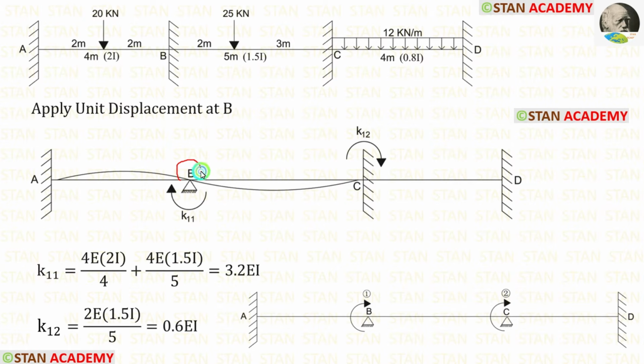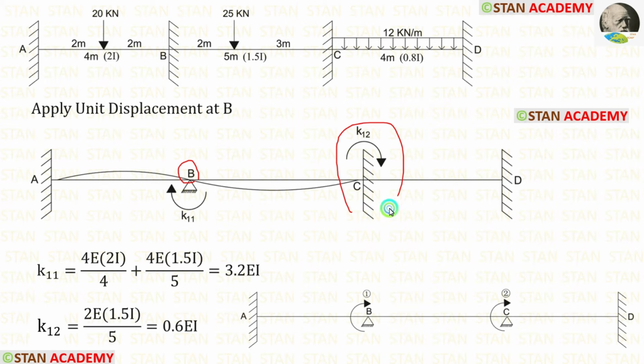For that, from the point B, we have to look on both the sides. On the left side, we are having fixed support. If the far end is fixed, the formula for the stiffness is 4EI upon L. Here, the moment of inertia is 2I. So, inside the formula, instead of I, we have to apply 2I. Length of AB is 4 meter. Let us apply that. Now, let us look on the right of B.